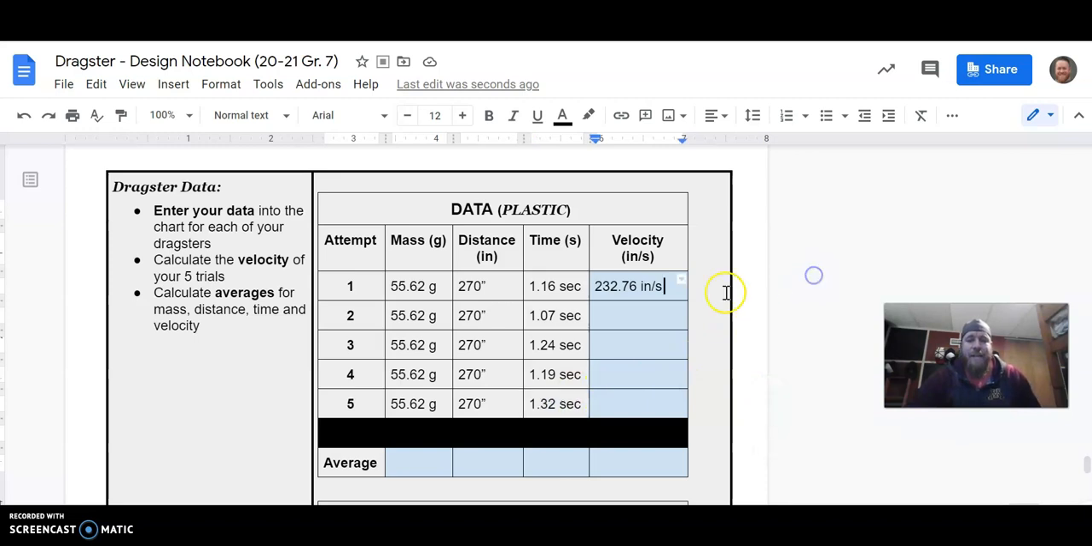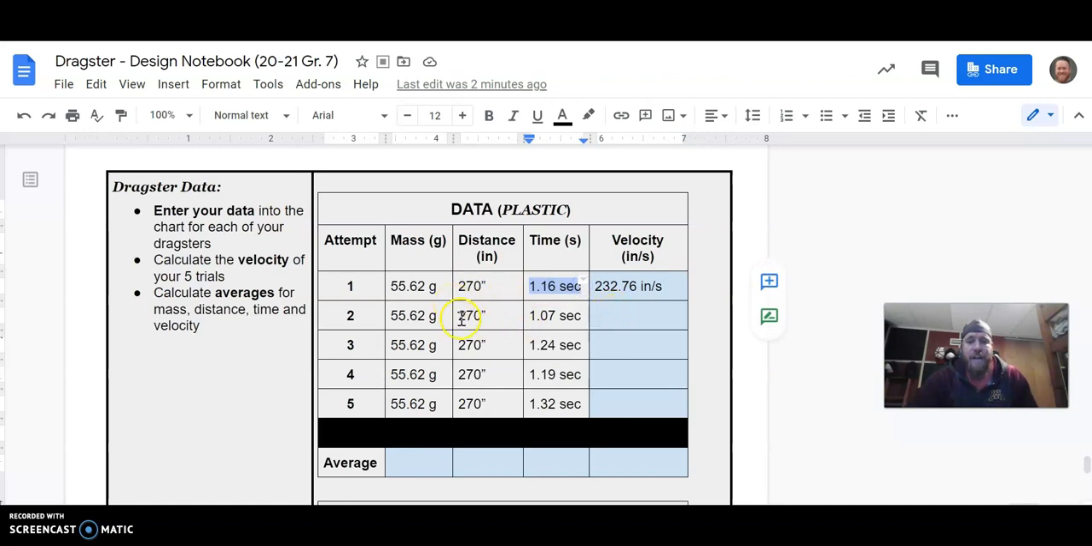So now what I need to do is calculate velocity. I did this first one for you. So the velocity of the first time, how fast was my car going down that track in that straight line? It went 232.76 inches per second. To figure that out, I did 270, right there, divided by 1.16.